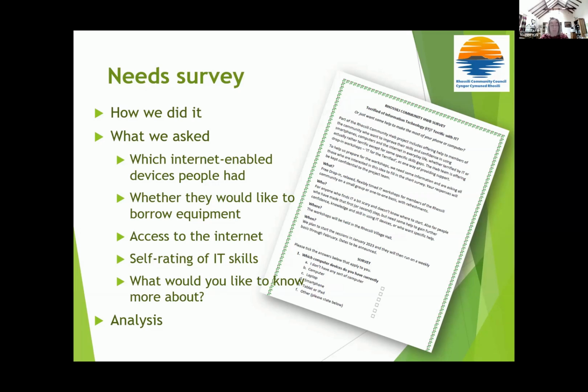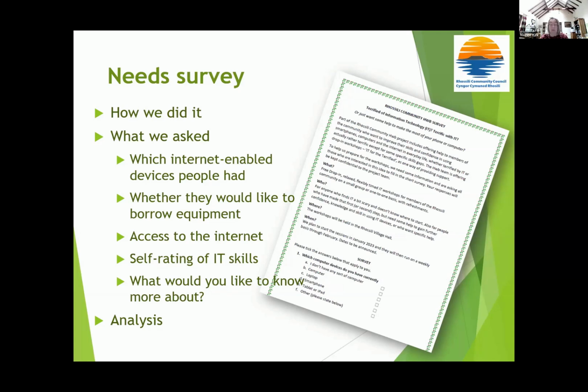And the sorts of questions we asked were whether or not people had internet-enabled devices and which they were, whether or not they had access to the internet via Wi-Fi, whether they'd like to borrow equipment to help them practice any skills they picked up. We asked them to self-rate their IT skills and what particular topics they would like to know more about. Then obviously we analyzed those to inform the next steps. So we had 41 responses in total out of about 110 properties of primary residence rather than secondary and holiday homes.